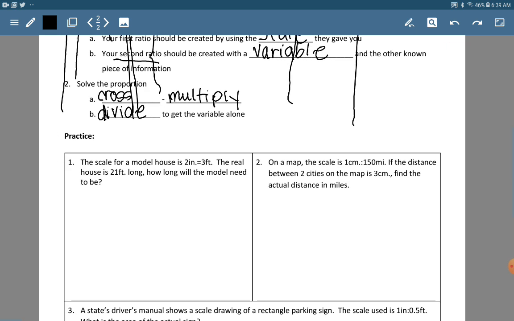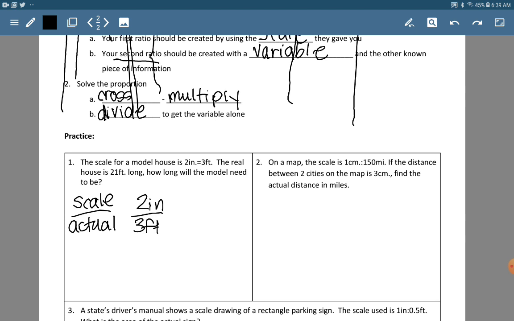Goodness gracious. Okay. Let's do the first two problems. It says the scale for a model house is 2 inches is equal to 3 feet. The real house is 21 feet long. How long will the model need to be? Okay, so for the scale over actual, they tell us that it is 2 inches to 3 feet. That's the information they've given us.